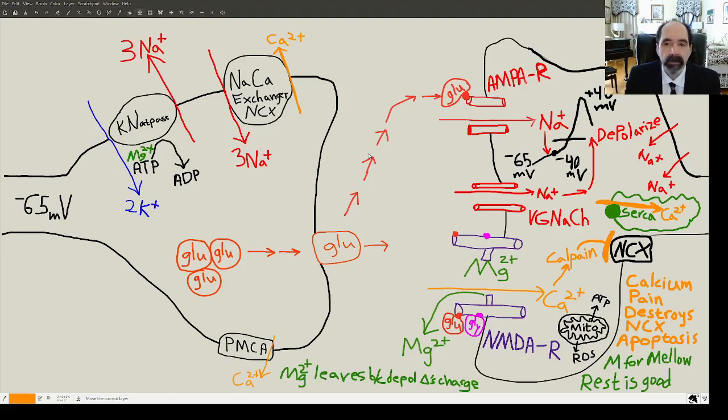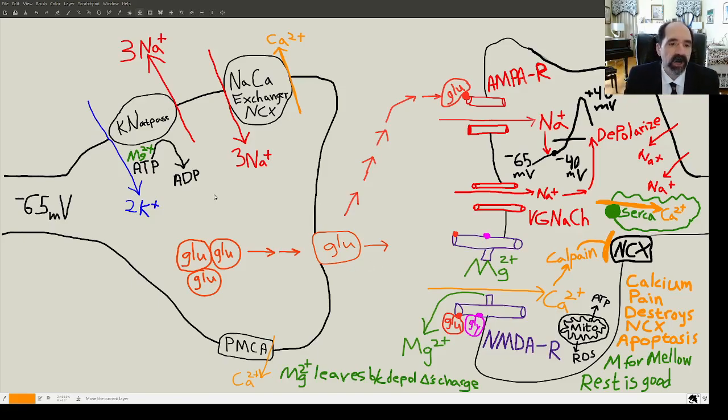Okay, now we're going to talk about the synapse in the hippocampus. The hippocampus is the memory center of the brain. The first neuron over here is the presynaptic neuron. The space between the 2 neurons is called the synaptic cleft. Two neurons connecting to each other is called a synapse. This is how neurons talk to each other.